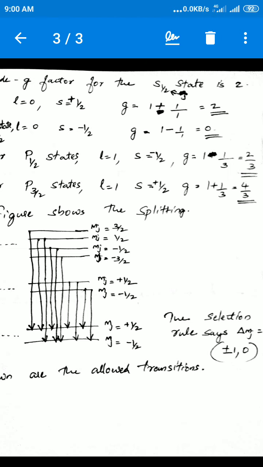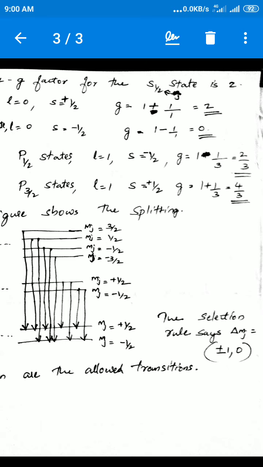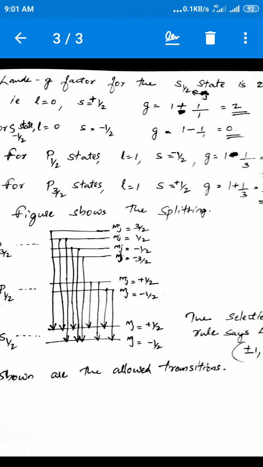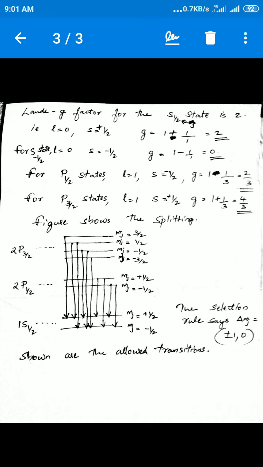So g is equal to 1 minus 1 by 3, that is 2 by 3. So for P half state, g is 2 by 3. And P3 half state, that is, l is equal to 1 and S is equal to half. So g is equal to 1 plus 1 by 3, which is 4 by 3. So these are the g values of different states.